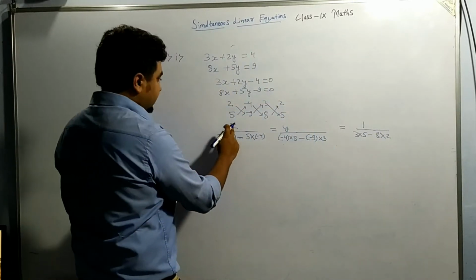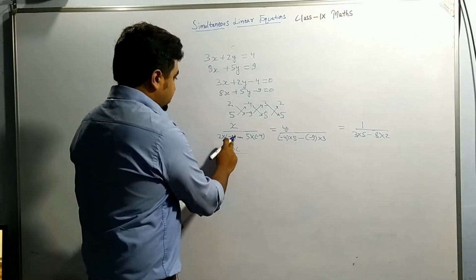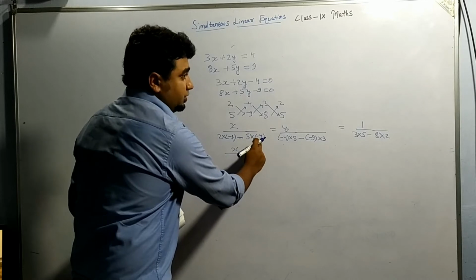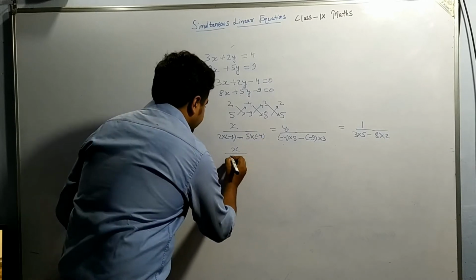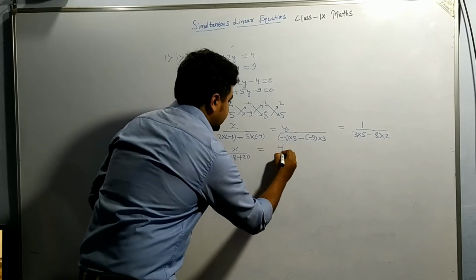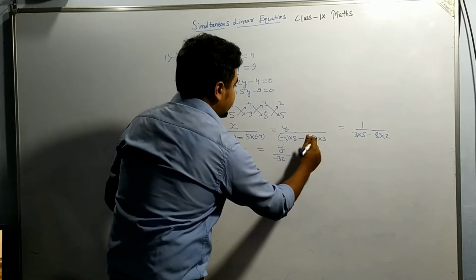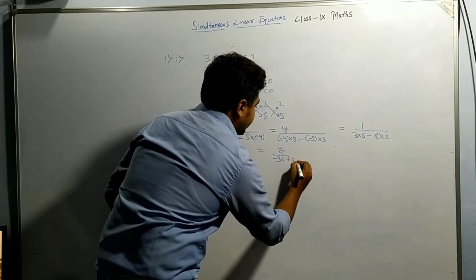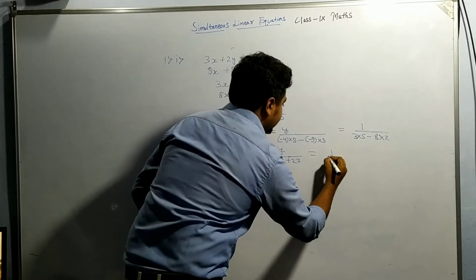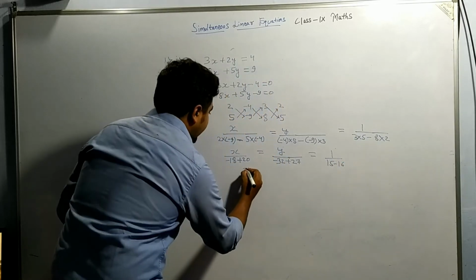So from here we are getting 2 into minus 9, which is minus 18, and minus 5 into minus 4 is plus 20. So minus 18 plus 20. From here we are getting y by minus 32 plus 27. And from here we are getting 3 fives are 15 minus 16. 15 minus 16. So we are getting x by minus 2.